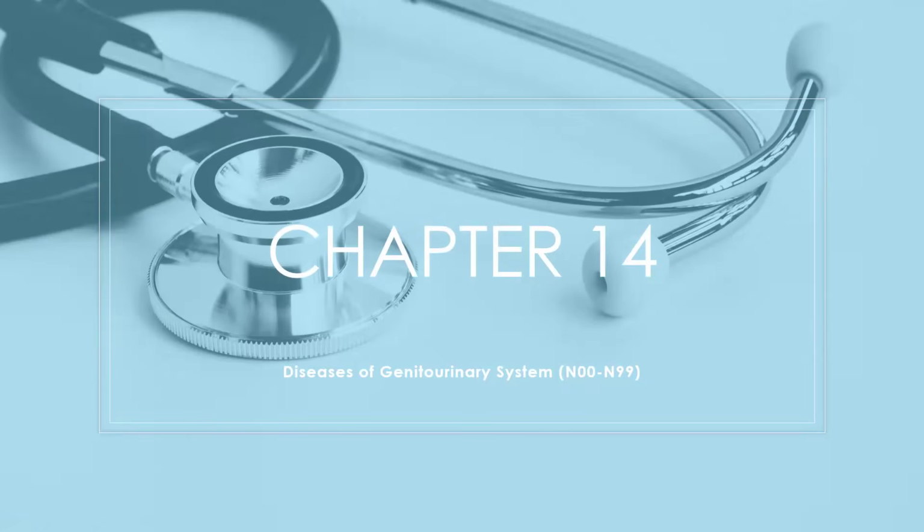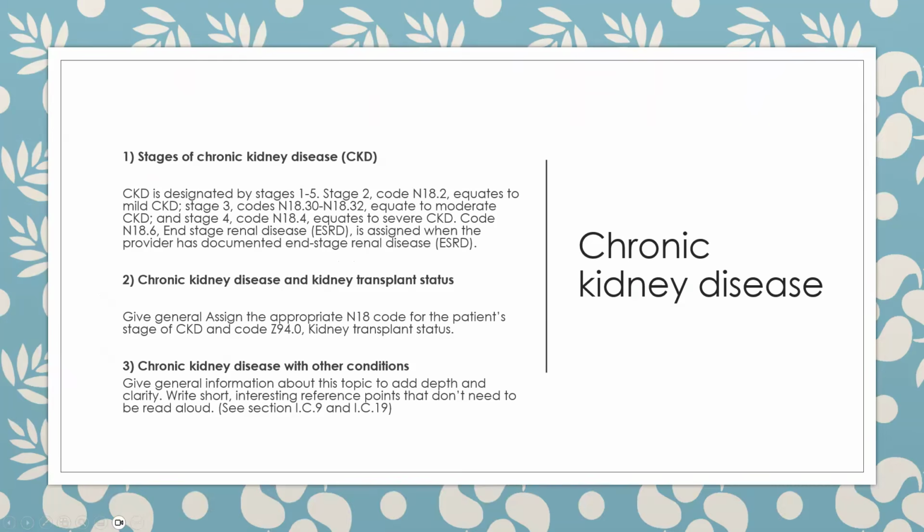Our next chapter is chapter 14, diseases of the genitourinary system, codes N00 through N99. This is going to focus specifically on chronic kidney disease. This is the only section for chapter 14 in the ICD-10 guidelines. For chronic kidney disease, we have 3 guidelines we need to follow.